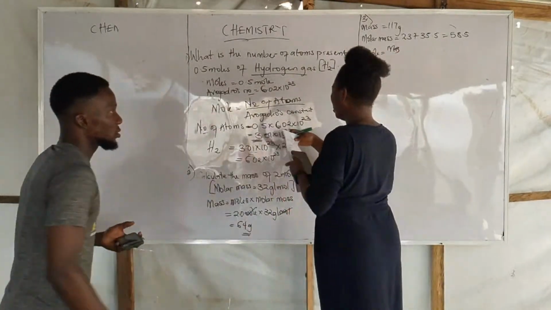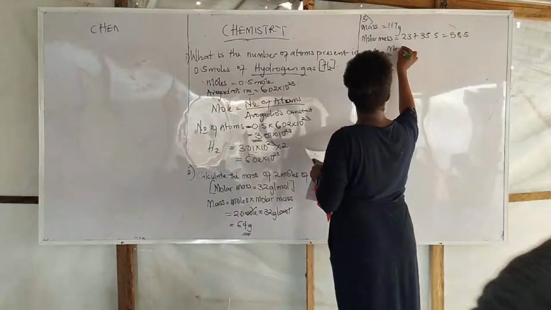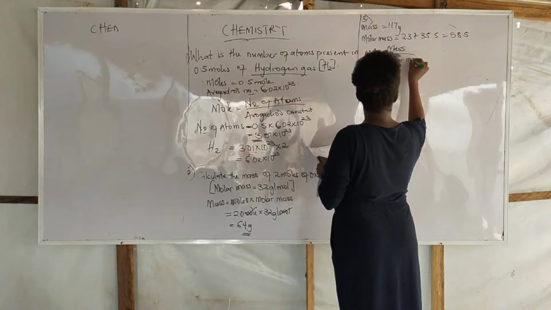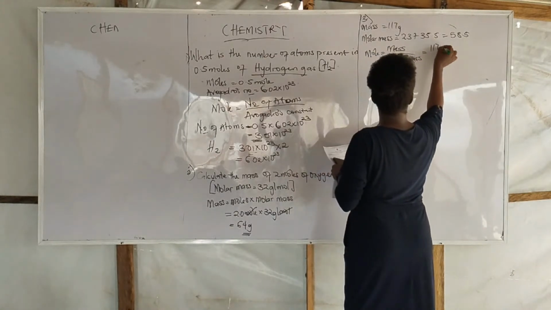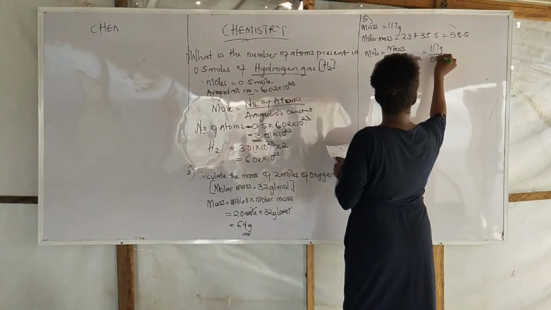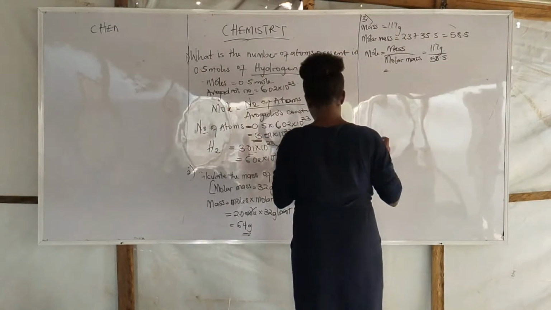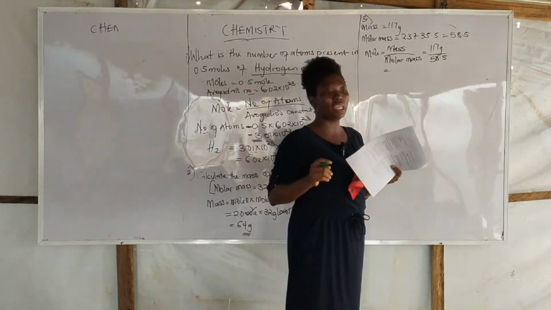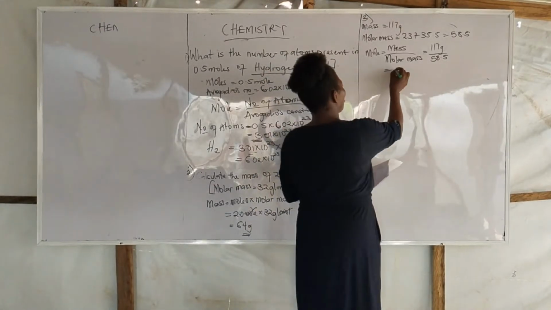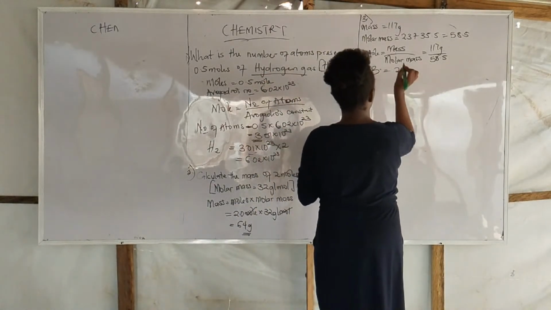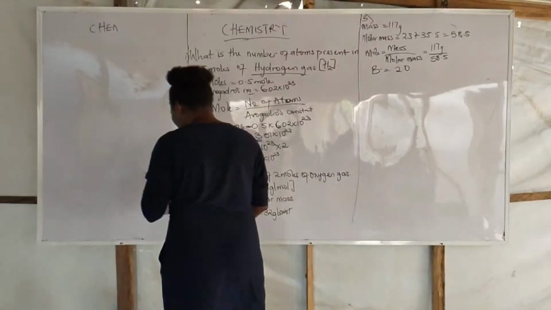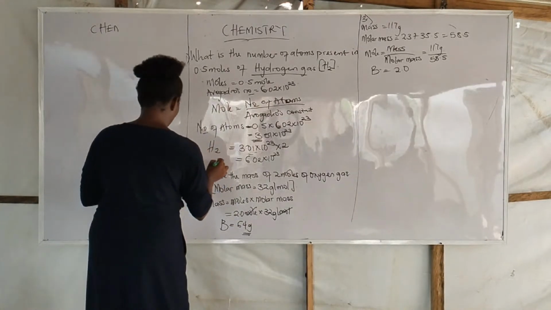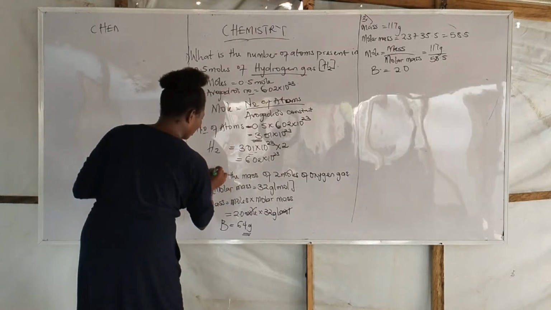So mole equals mass over molar mass, which is 117 gram over 58.5. What is the answer going to give you here? 117 divided by 58.5 is 2.0. And the option is B. The option of the previous one is also B, and the option of the first one is A.